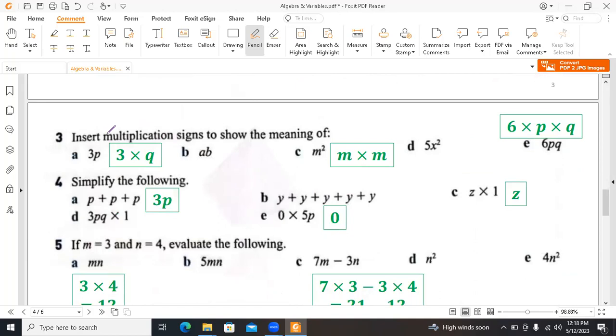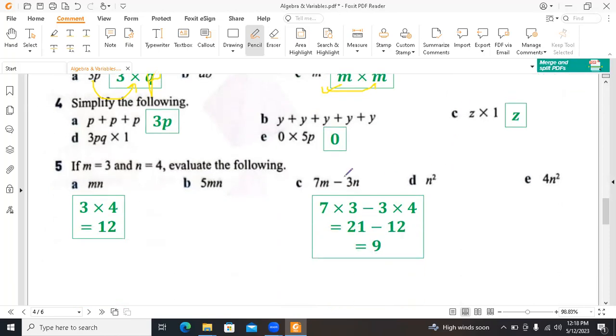What about the insertion of multiplication signs? It is very easy: 3p means 3 times p. M squared, we have m times m. 6pq is 6 times p times q. It is easy to insert multiplication signs, it's not a big deal.